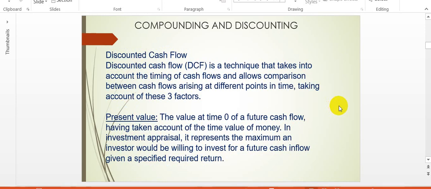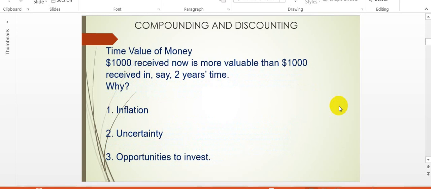So discounted cash flow is a technique that takes into account the timing of cash flows and allows comparisons between cash flows arising at different points of time, taking the 3 factors that we've discussed into account, being the inflation, the uncertainty, and the opportunity to invest.